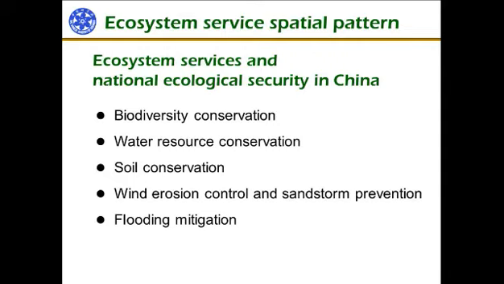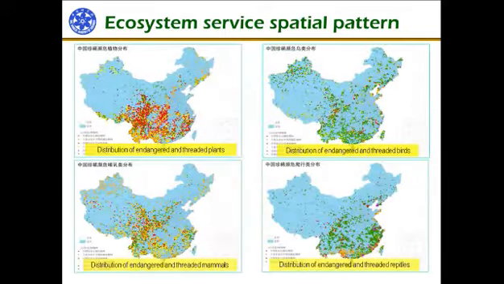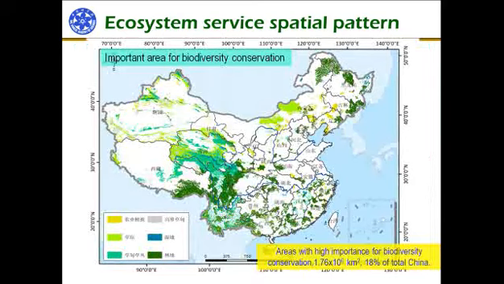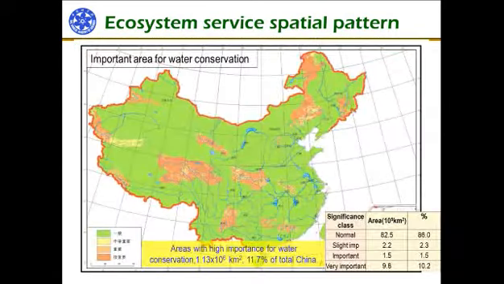And for services, we can make a long list about ecosystem services in China, but from the international interest and across regions, we mainly focus on biodiversity conservation, the global interest and whole national interest, and water resource conservation, of course soil conservation, wind erosion control, sandstorm prevention, and flooding mitigation from the national aspect. So when we do the research about biodiversity, we identify the type and distribution of biodiversity and identify the critical area.